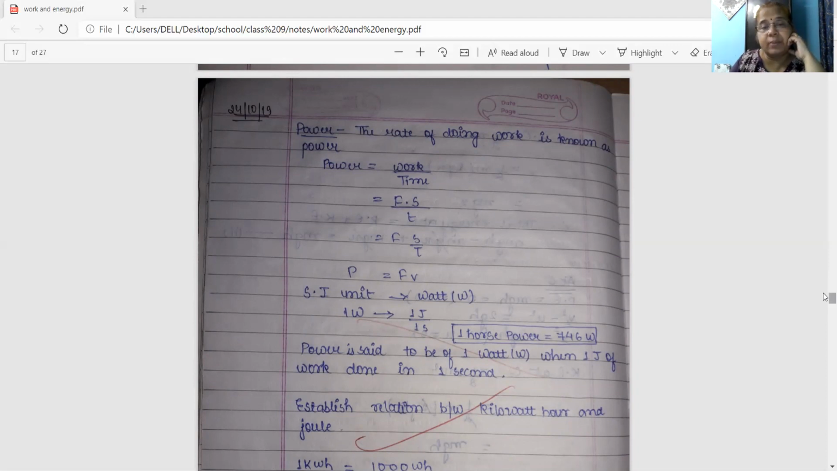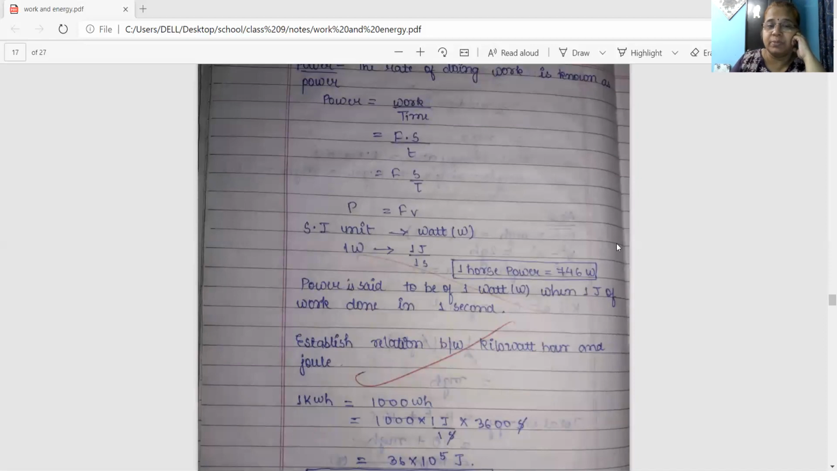Power equals work by time. Work, we know, equals force into displacement, divided by time t. We can shift this t below s also. So you are getting F into s by t. But s is distance and t is time. S by t is velocity. S is here displacement by t. So we can write V. So power equals F into V.